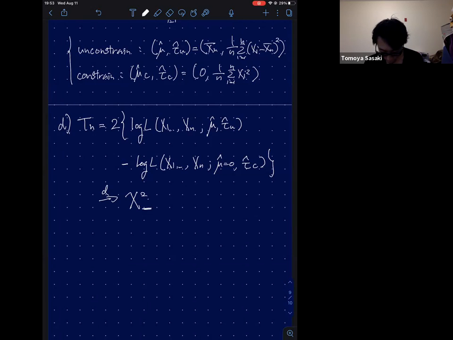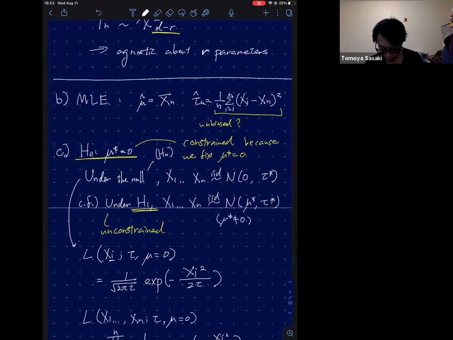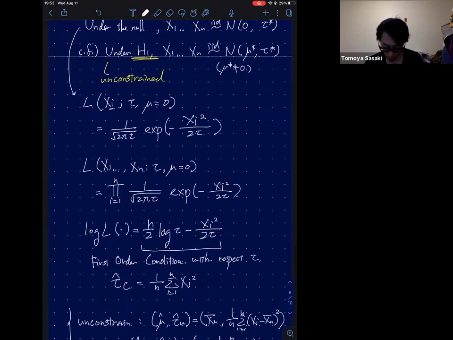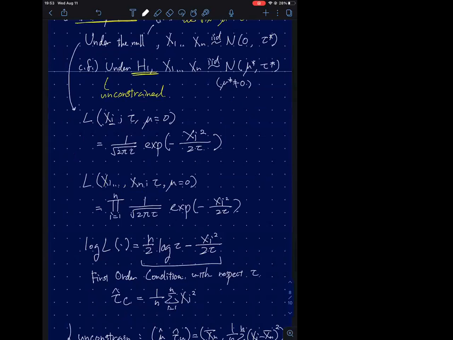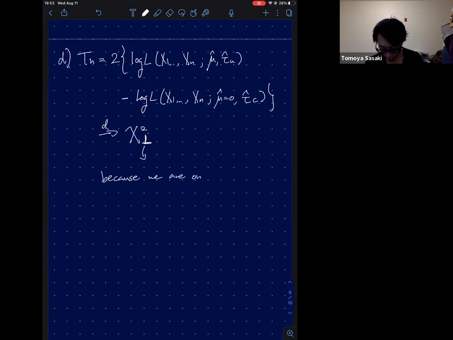So it's going to be 1 because our hypothesis is about mu, right? So the parameters we're interested in is only 1. So this is 1 because we are only interested in mu, which has dimension 1.